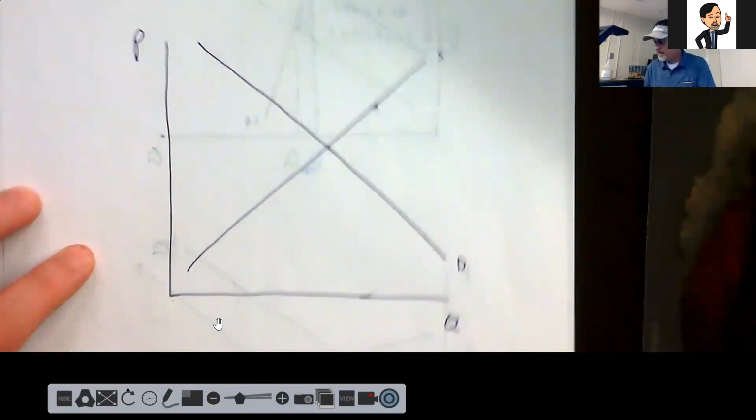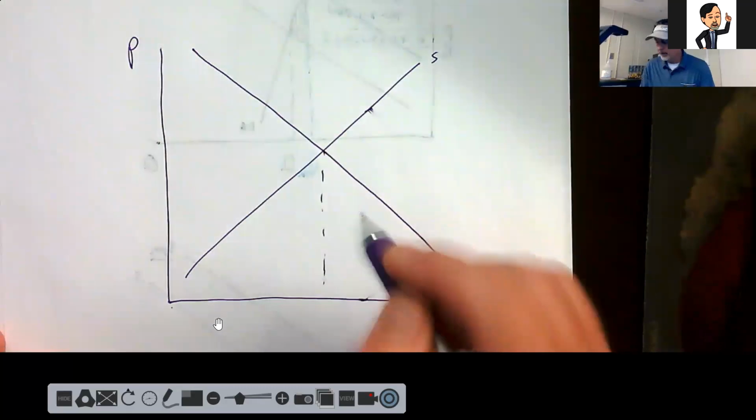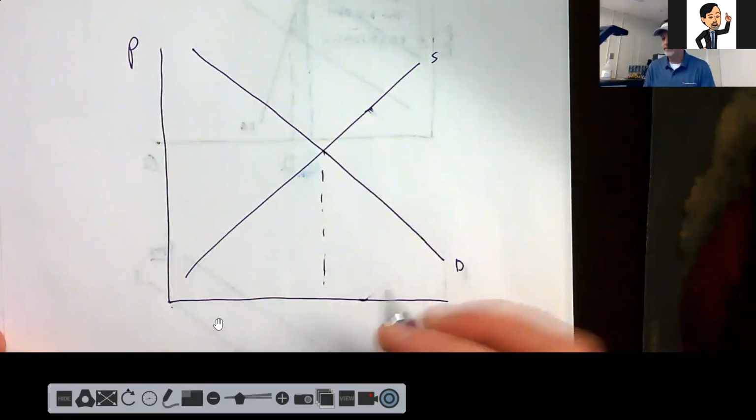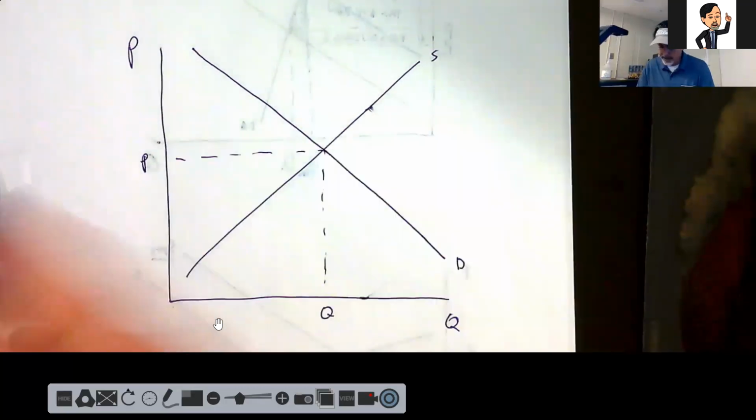In essence, when you are drawing something where you want the tax burden split evenly, what you want is the relative elasticities to be the same. That's all you need. So the slopes should be sort of like -1 of one another, if that makes sense. Q and P.